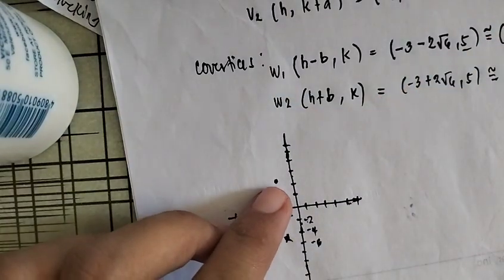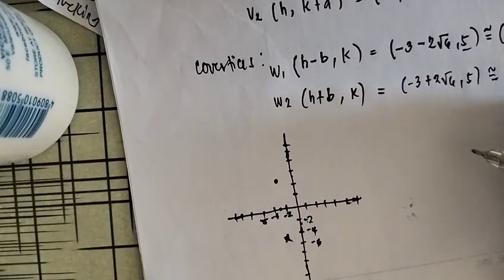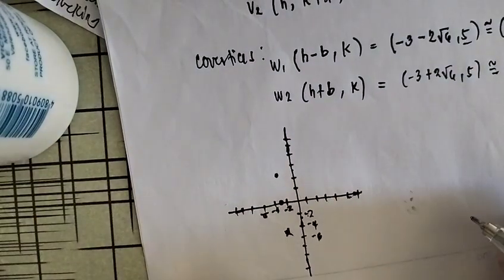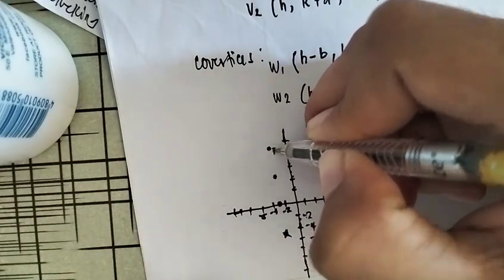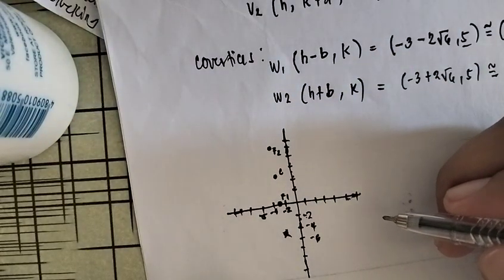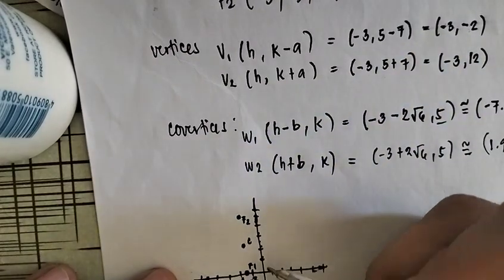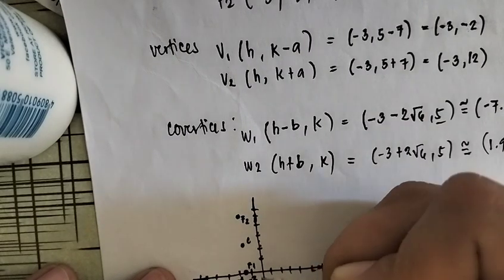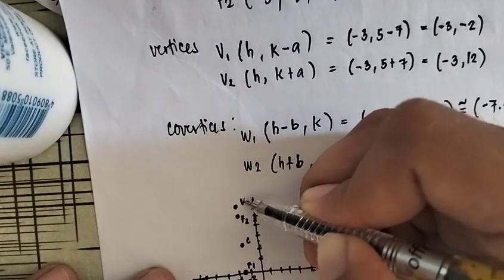Next is negative 3, 0, your focus. Then negative 3, 10. This is F2 and this is F1. Next are the vertices: negative 3, negative 2, which is V1, and negative 3, 12, which is V2.